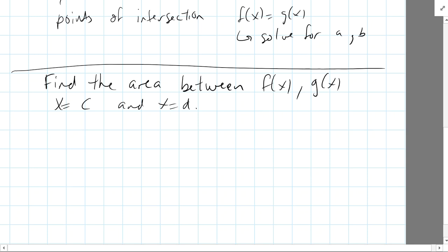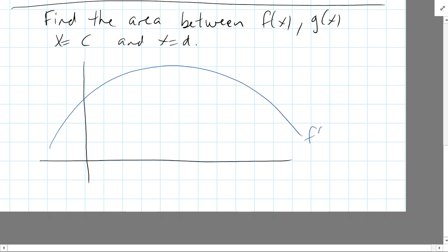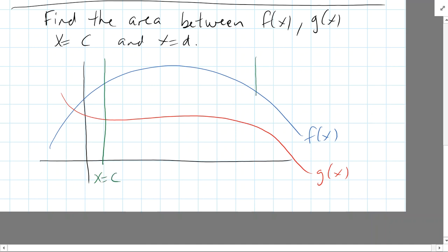Uh-oh. Suppose that f of x is a negative quadratic, g of x is a negative cubic, and c and d are constants. What would that look like? So I'm going to draw you a generic one. So I have f of x, there's my f of x. I have g of x, which is some negative cubic. I have some x sub c value, that's a vertical line. And then I have x sub d.